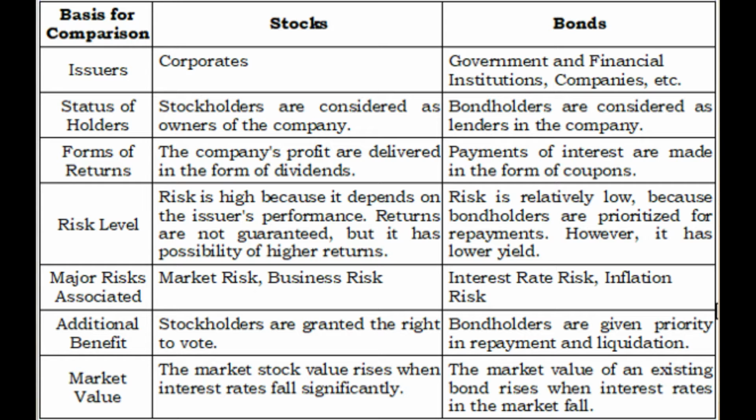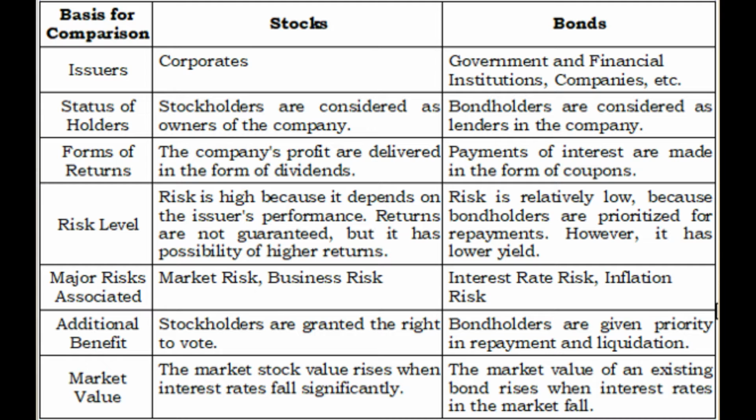How about for the risk level? In stocks, risk is high because it depends on the issuer's performance. Returns are not guaranteed, but it has the possibility of higher returns. While in bonds, risk is relatively low because bondholders are prioritized for repayments. However, it has lower yield.